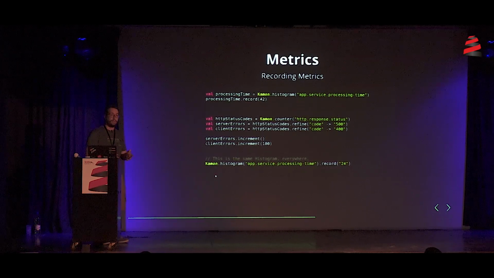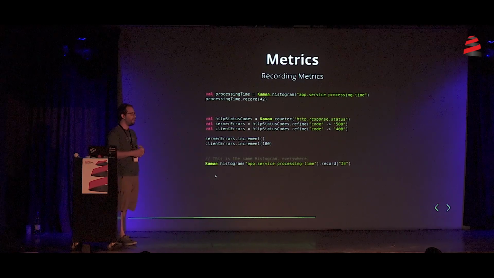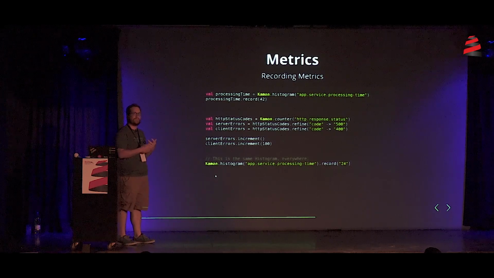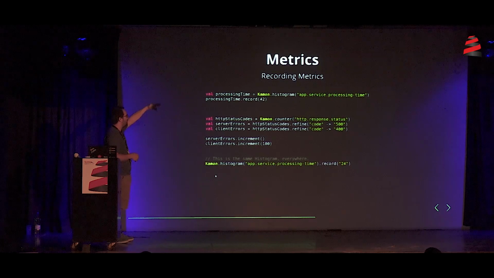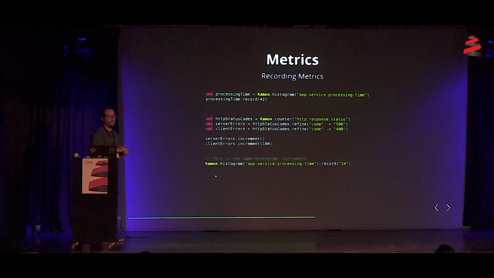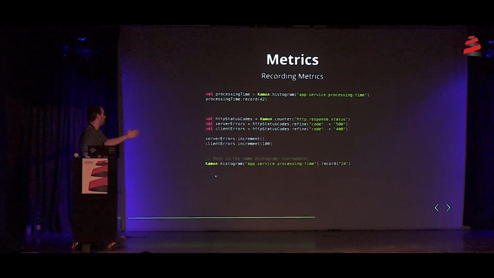Another cool thing about this is that Kamon keeps track of all these instances internally. So if you up here requested this histogram for the processing time, and then somewhere else in the app you request a histogram with the same characteristics, it's going to give you back this same instance. So you don't need to be passing instances around as long as you know the name of the metric you're searching for. You can just request it again, and you will get the same instance all the time.